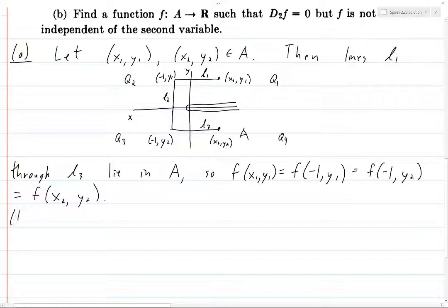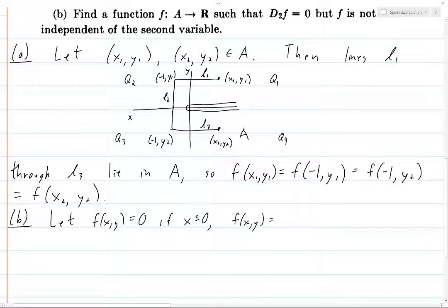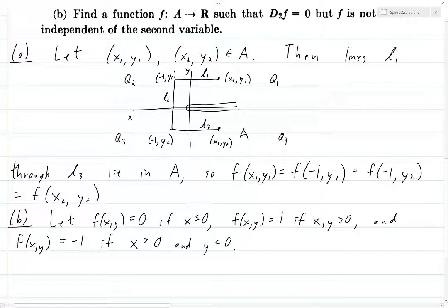Okay, so let's do this. Let f of x, y equals 0 if x is less than or equal to 0. f of x, y will be 1 if x is greater than 0 and y is greater than 0. And f of x, y will be minus 1 if x is greater than 0, but y is negative, less than 0.